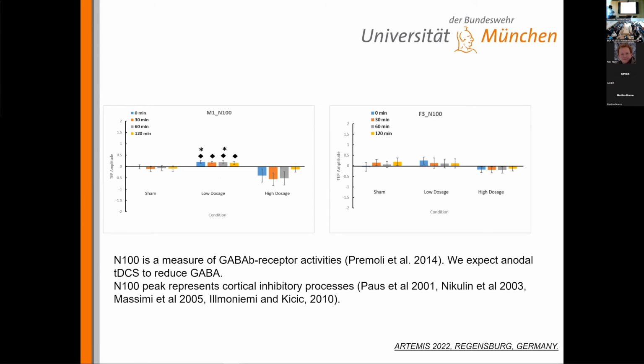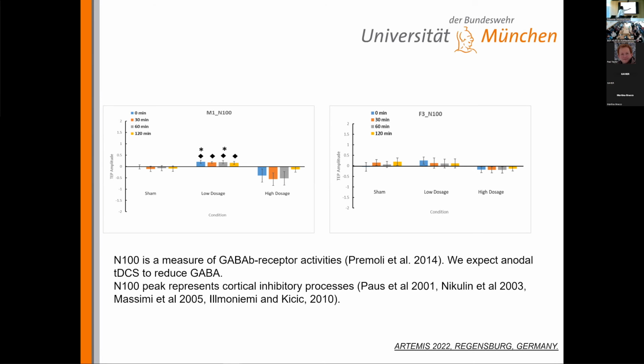This is where something interesting is happening. We don't know quite yet fully. We understand that the N100 is also quite associated with, from the TMS-EEG group, is associated with GABA B receptor activities. But we expect the low dosage and the high dosage to do the same thing. But it seems that here the low dosage is actually increasing N100 TEP amplitudes, and the high dosage is decreasing. Even though it is not significant, we see some trend over here, which we expect, of course.